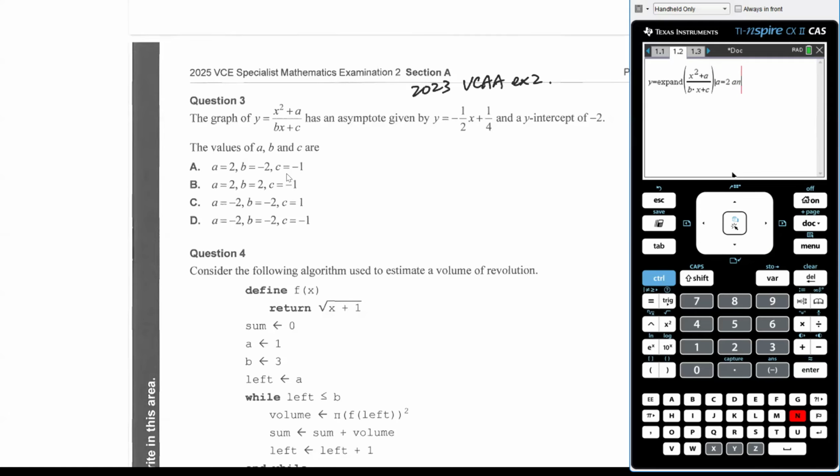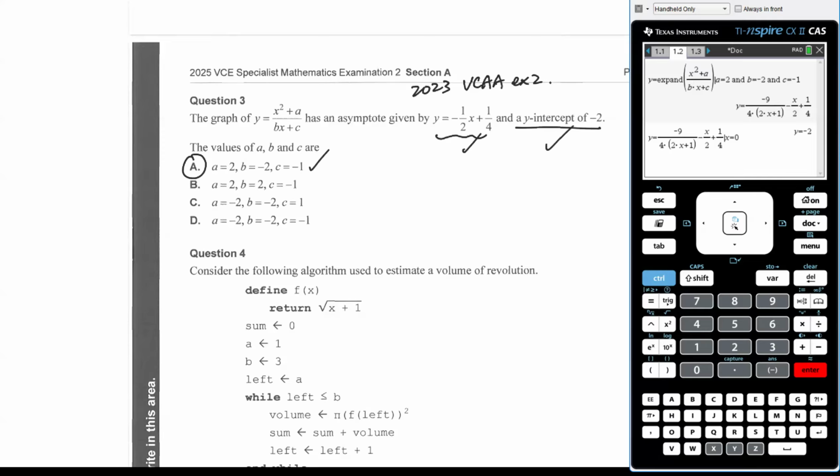Say a equals 2, b equals minus 2, and c equals minus 1. So now you can see the expanded form in partial fraction form and proper fraction form. You have a fraction, and also you have minus half x plus a quarter. So this indicates an oblique asymptote, okay? And yep, option A is correct. Also, we would like to get our y-intercept of minus 2. So we just need to double check if this graph really goes through 0, minus 2. Yes, indeed. Therefore, option A is correct.